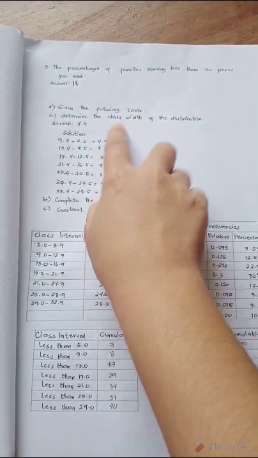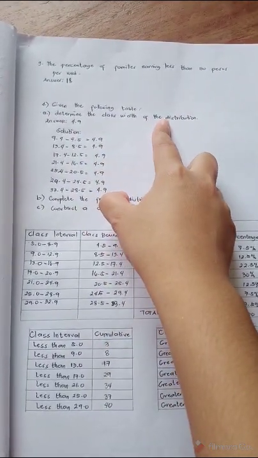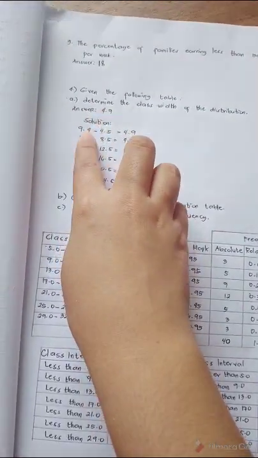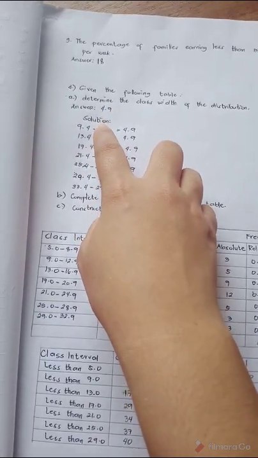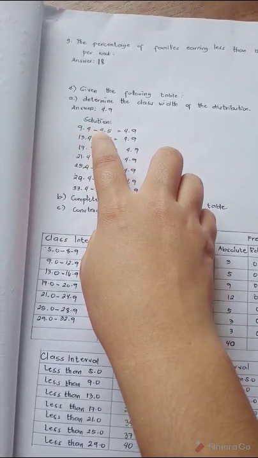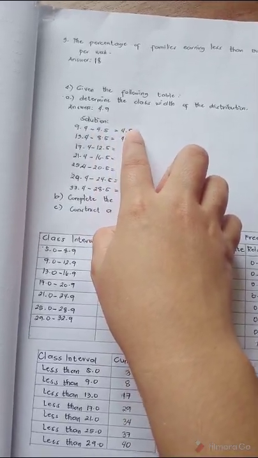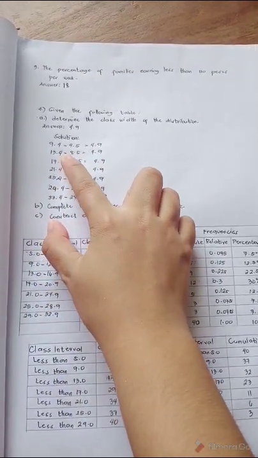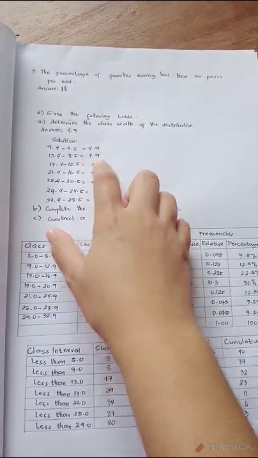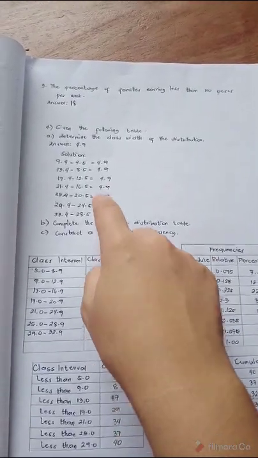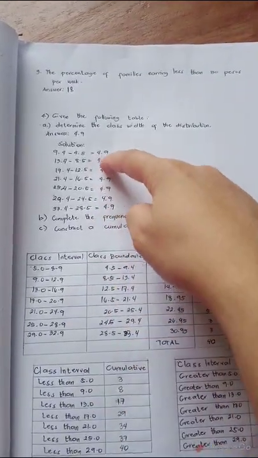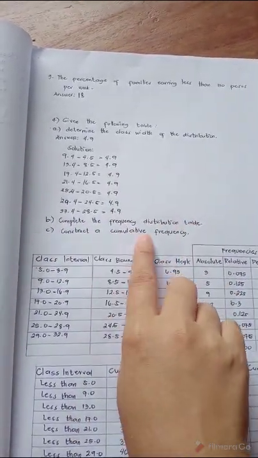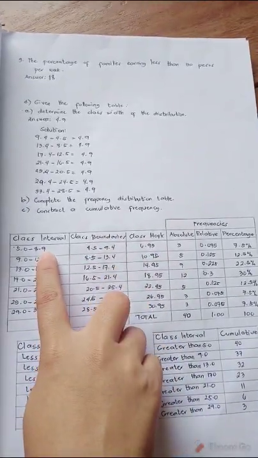Number 4: given the following table, determine the class width of the distribution. The answer is 4.9. The solution is 9.4 minus 4.5 is equal to 4.9, and 18.5 minus 13.4 is equal to 4.9, and so on. The class width is the same number, uniform. Letter B: complete the frequency distribution table and construct a cumulative frequency. These are my answers.